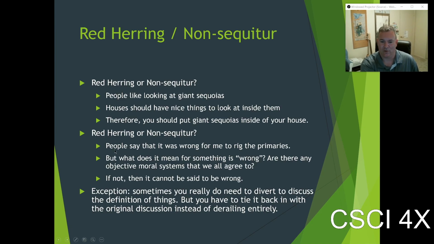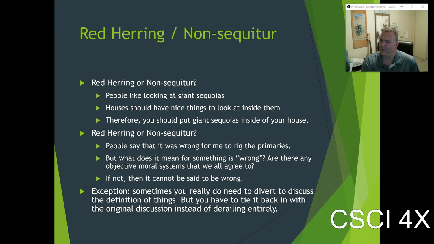Okay, red herring and non sequitur. People say that it was wrong for me to rig the primaries. But what does it mean for something to be wrong? Are there any objective moral systems we can all agree to? Until you can define for me and prove to me which moral system is correct, I don't think you can make a claim that what I did was wrong. Very common red herring, right?